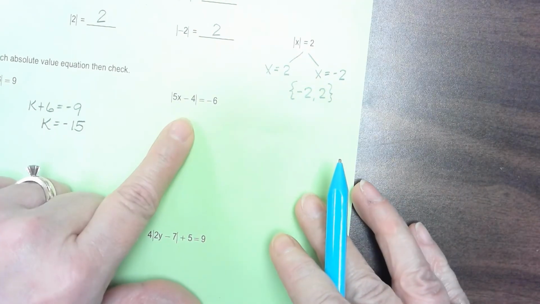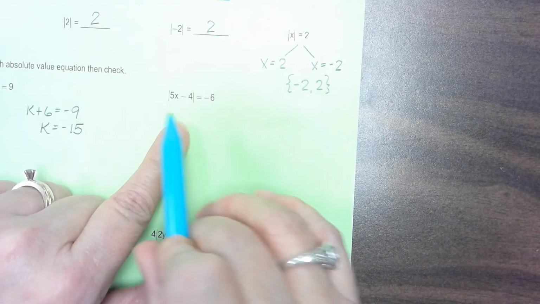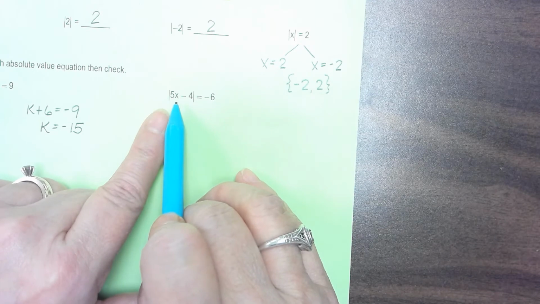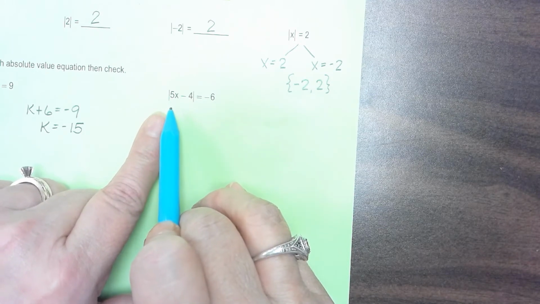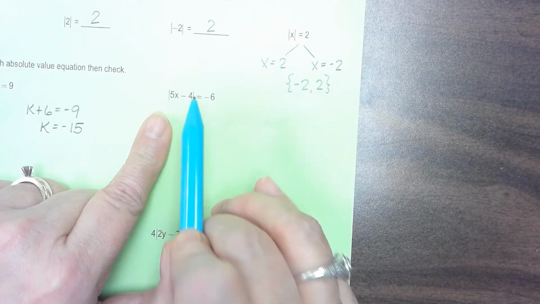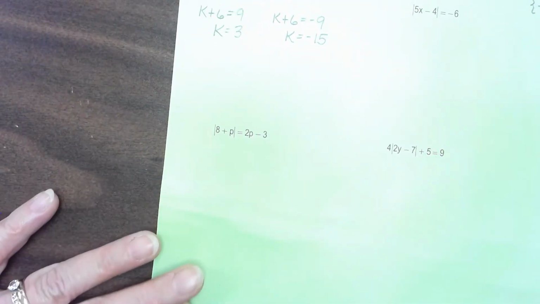Okay, moving to this one. And you always have to stop and ask yourself, can I do what is given here? So this says the absolute value is a negative number. Can we have negative distance? And the answer will always be no. I cannot do this problem. Okay, going to the next one.